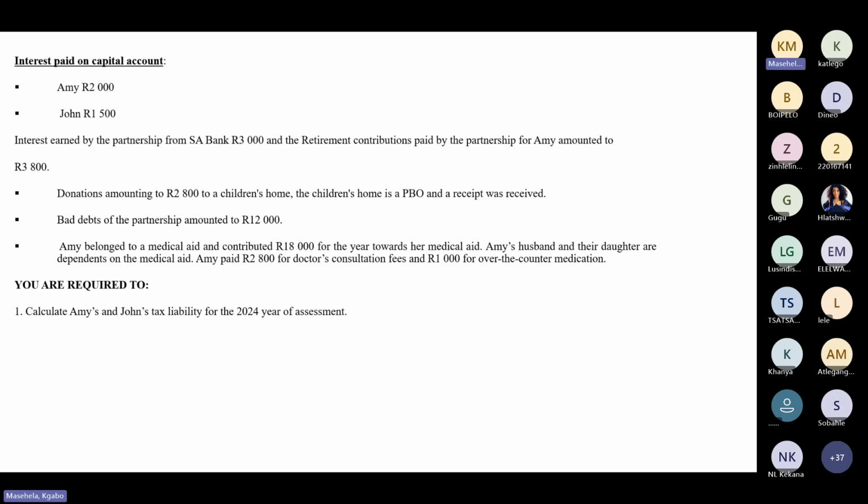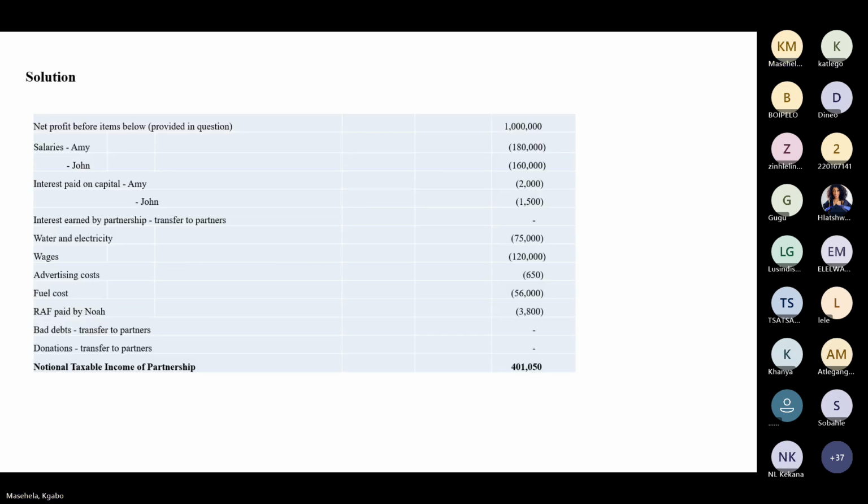Bad debts. Amy belongs to a medical aid and contributes 18,000 for the year. Amy's husband and their daughter are dependents on the medical aid. Amy paid 2,800 for doctor's consultation fees and 1,000 for over-the-counter medication. Can you see over-the-counter medical contributions? Calculate Amy and John's tax liability for the year ended. Net profit, yes. Salaries, yes. Interest paid, guys, these are given.